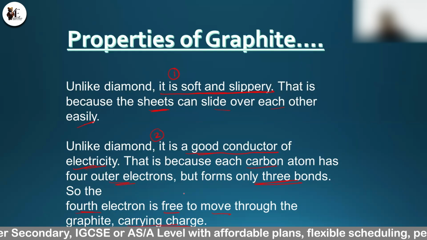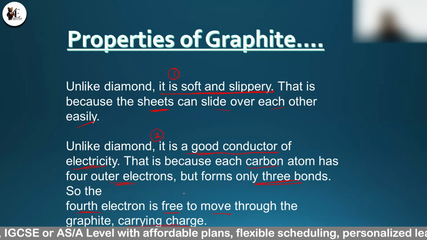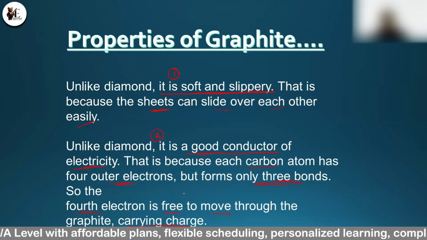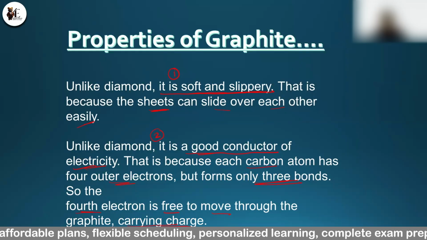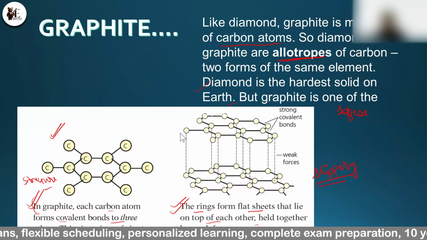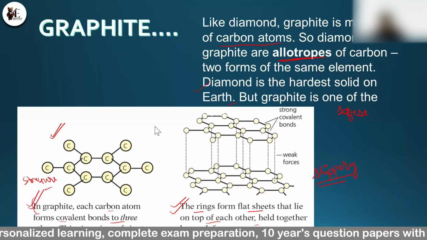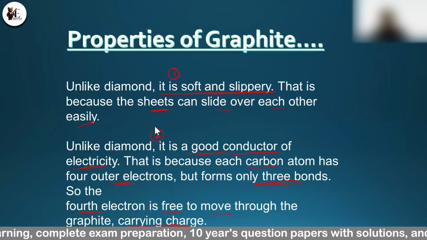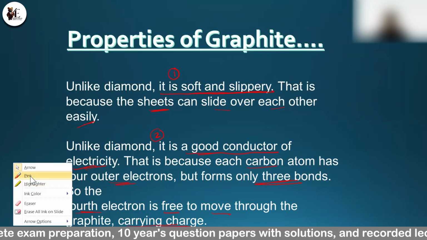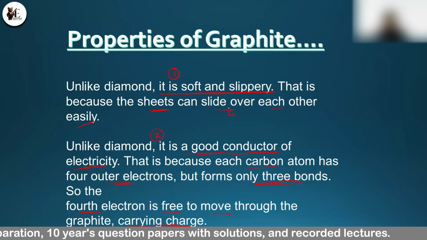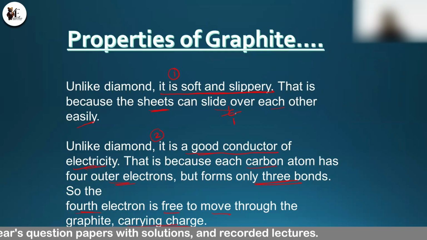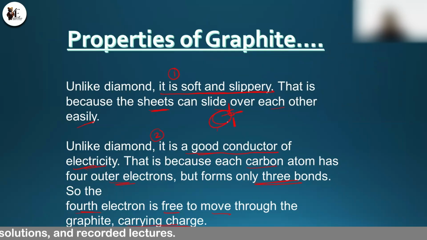So you have to remember both these points for graphite. It is soft and slippery because the sheets can slide over each other easily, because you can see there is a very neat structure of graphite. If you apply a force, then the sheets can easily slide. And it is a good conductor of electricity because, as I told you, carbon can make 4 bonds. Each carbon atom has 4 outer electrons, but in graphite only 3 are involved in bonding, and this 4th one is free. That free electron is responsible for the conduction of electricity. Is it clear?